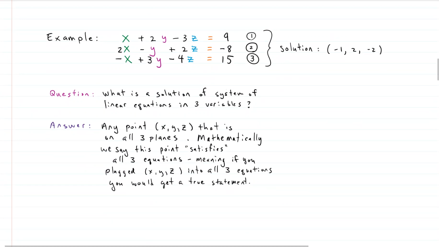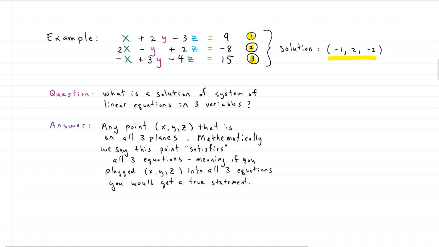Here is an example of a system. This specific system has three equations: equation 1, equation 2, equation 3. I label my equations with numbers and then circles around them, so you know. And this specific solution is (-1, 2, -2). So it's an x, y, z coordinate.